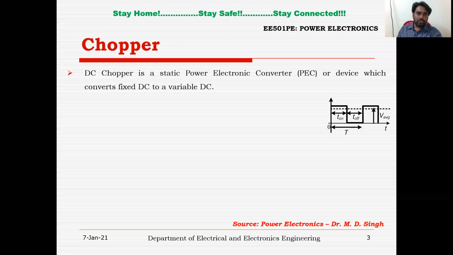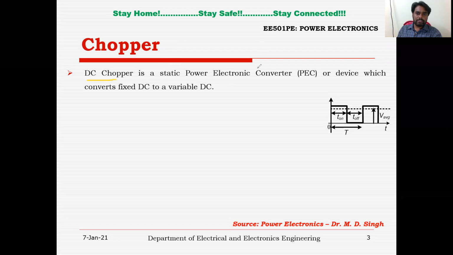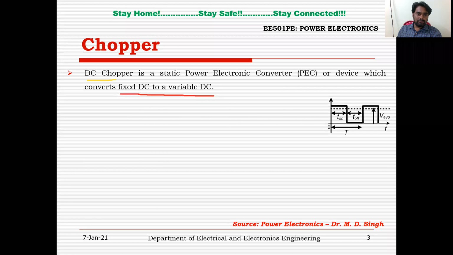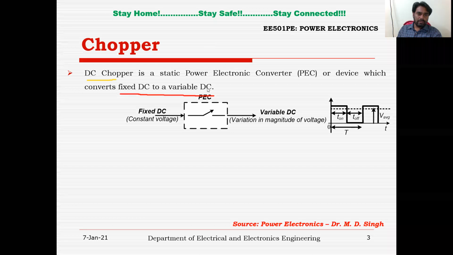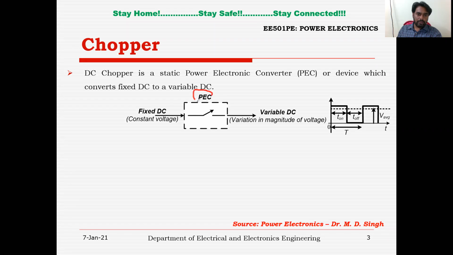As I told you, it is also called a DC to DC converter. The DC chopper is a static power transfer device or converter which converts the fixed DC input voltage to a variable DC voltage, right? And we'll see now how it is being converted to a variable DC. Here we'll have the power electronic converter. This power transfer converter consists of one main SCR and the commutation circuit. That is why the chopper is represented with a rectangular dotted box, and it is denoted by CH.